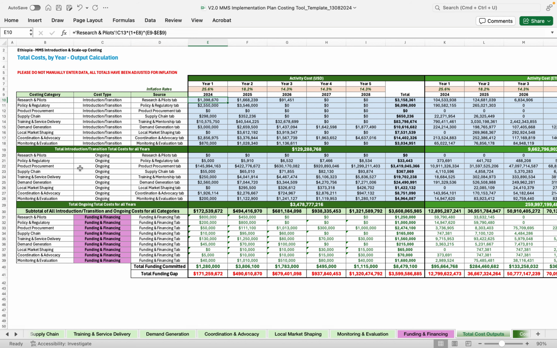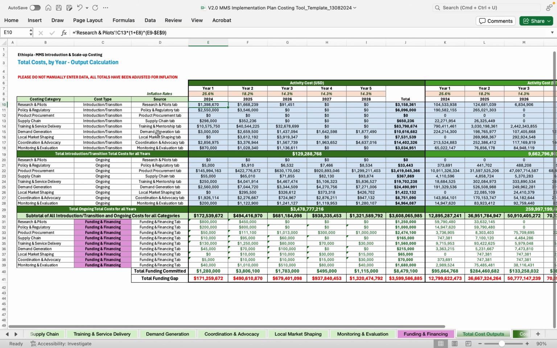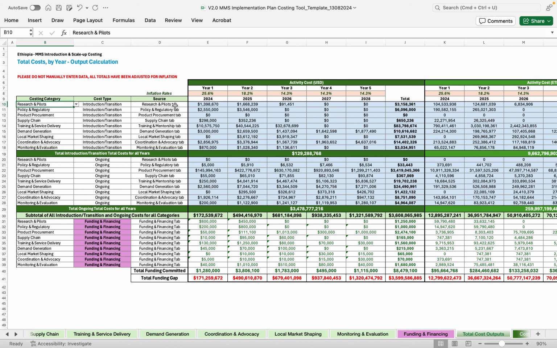Then we move to the total cost output tabs. So first, this is a master tab that is not to be adjusted or manually overridden or inputted. This is simply a calculation set of outputs. There are many different colors here, but all of it should not be touched. And it calculates the totals per year for each costing category. It totals for each cost type, introduction, transition costs, and ongoing costs.